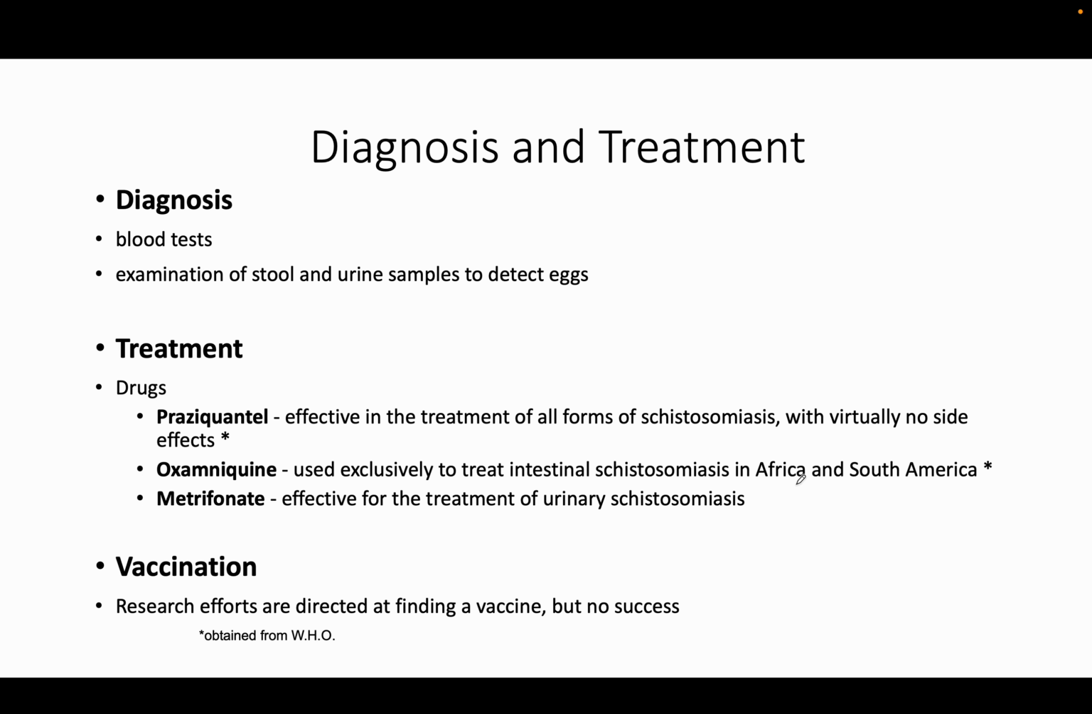Okay, how do we diagnose and treat the infection? We can use blood tests. We can examine the stool and urine samples of potential patients to detect the presence of parasitic eggs. A number of drugs can be used to treat the infection, such as praziquantel, effective in the treatment of all forms of schistosomiasis and has no side effects; oxamniquine, which is used exclusively to treat intestinal schistosomiasis in Africa and South America; and metrifonate, which is effective for the treatment of urinary schistosomiasis.